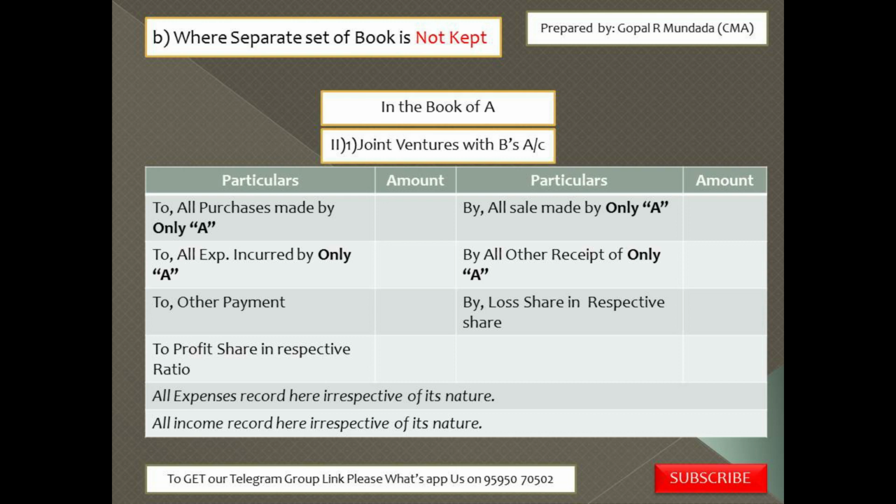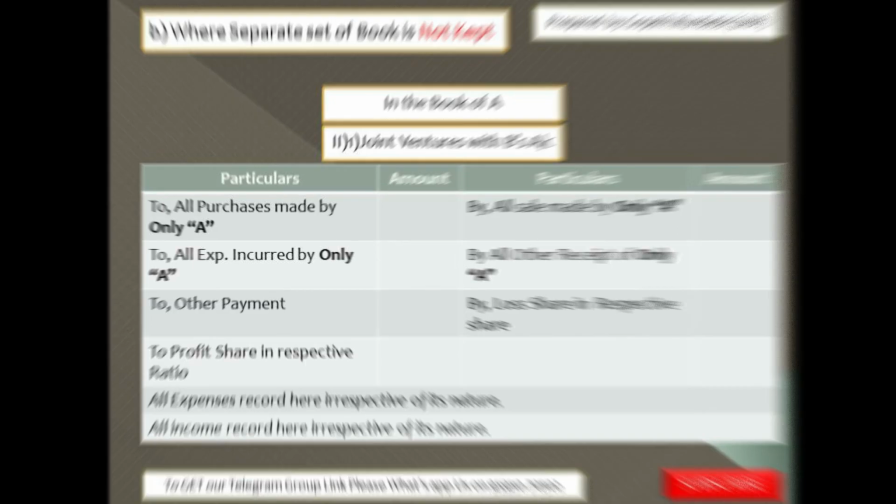In this we record all purchases made by A and all expenses incurred by A on the debit side of this account. All receipts of A and all sales made by A appear on the credit side of this account. So guys, because we prepare the joint venture account with B in the book of A, we consider only the expenses of A, not the expenses of B.